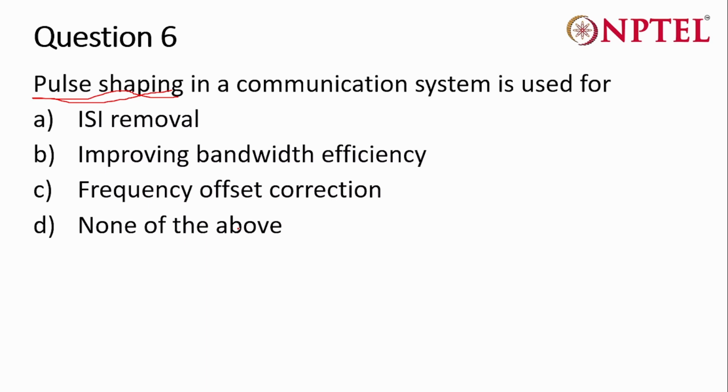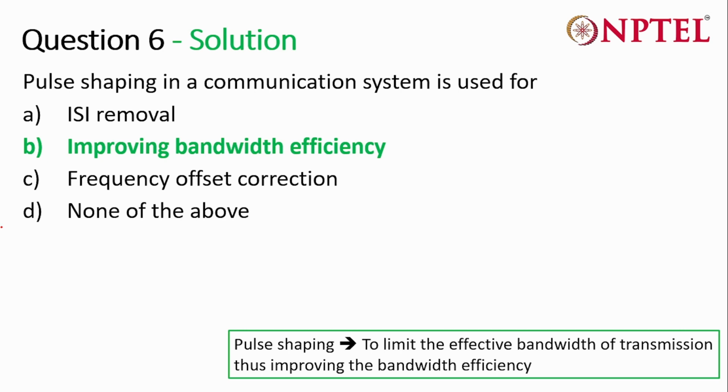ISI removal. Yeah, it in turn helps to reduce ISI, but by direct definition, pulse shaping is to improve the bandwidth efficiency. Why do you do pulse shaping basically? You restrict the bandwidth of your signal, so you restrict the effective bandwidth used for your signal transmission. Hence it improves the bandwidth efficiency so that your signal is not leaking to nearby frequencies. Its impact is to reduce ISI definitely, but the direct definition is to improve the bandwidth efficiency.